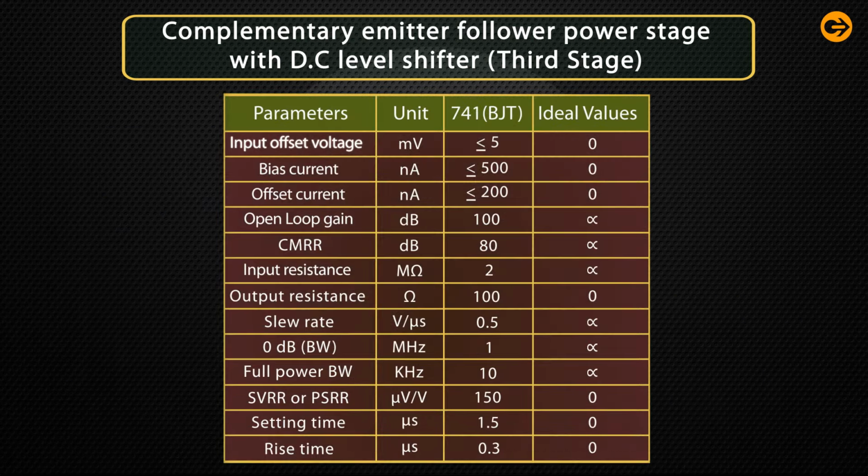Now the typical input offset voltage, bias current, offset current, open loop gain, CMRR, input resistance, output resistance, slew rate, 0 dB bandwidth that is BW, full power bandwidth, SVRR or PSRR, settling time, and rise time are shown in the table for an op-amp.